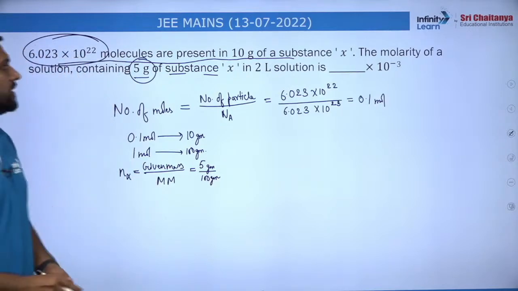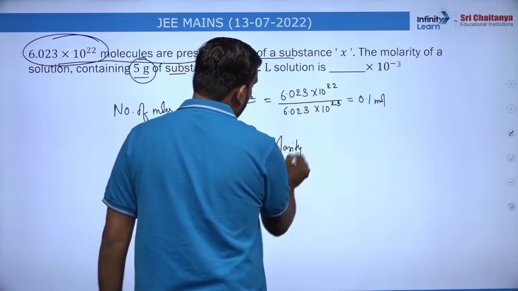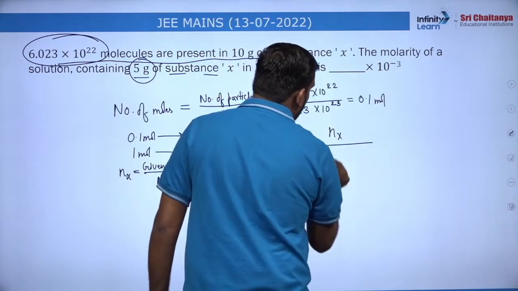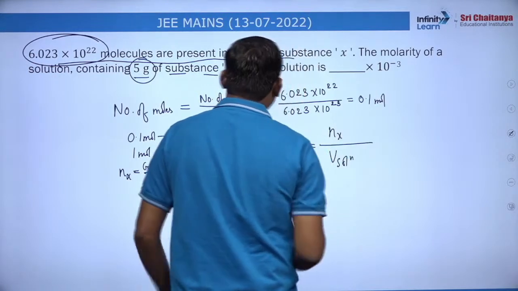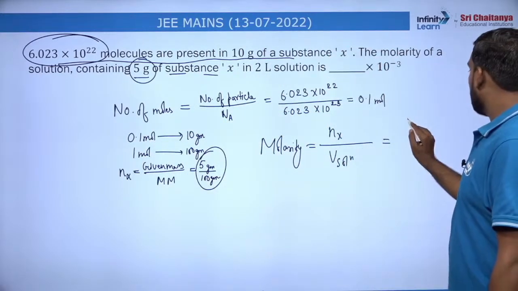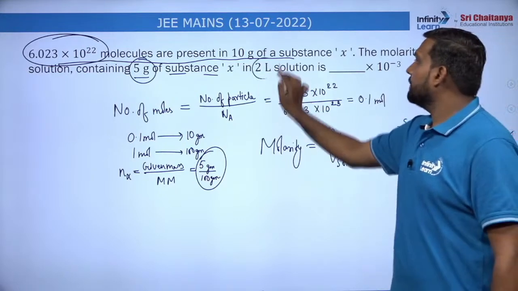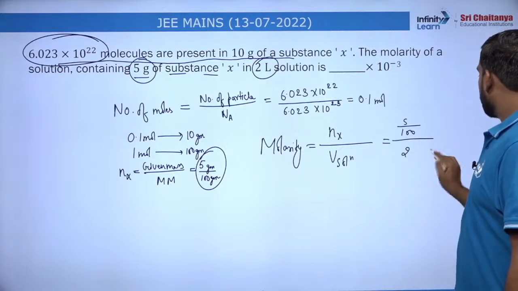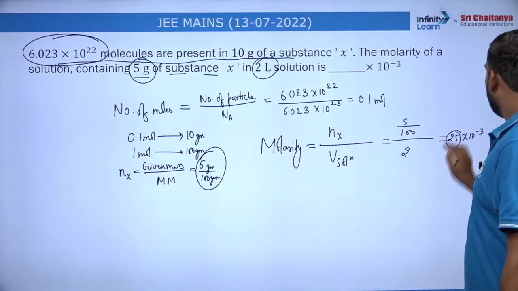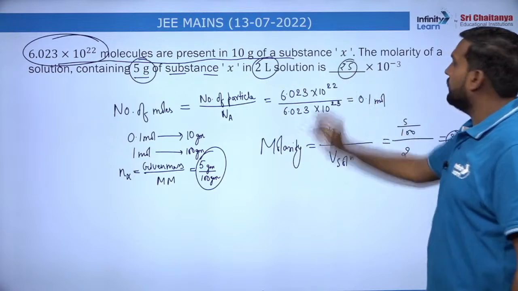Now we have to calculate the molarity for it, and the molarity formula is very simple. The formula for the molarity is moles of the solute upon volume of the solution. What is the moles of the solute here? 5 upon 100, and the volume is 2 liter. Just solve it and it will come out to be 25 into 10 to the power minus 3. So the correct answer will be 25. Okay, so the correct answer is basically 25 for this part of the question.